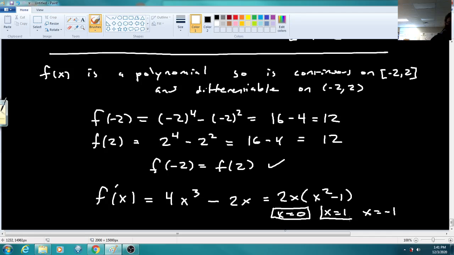Really, we only needed one of these. We got 3 of them. So we only needed to show that there was one in between. We got 3 points where f prime is 0. So this is verified. We showed it.